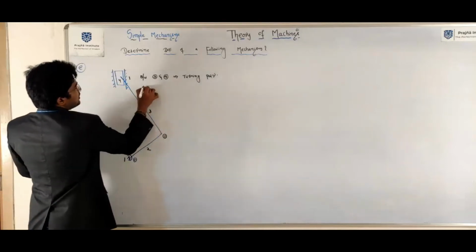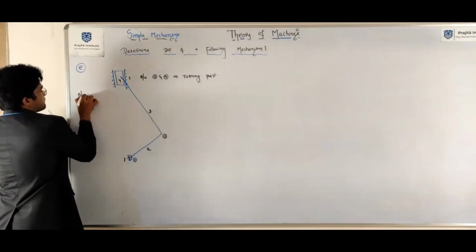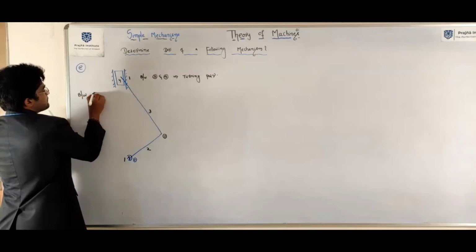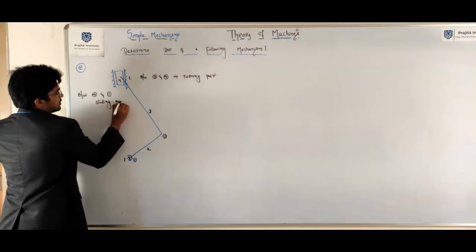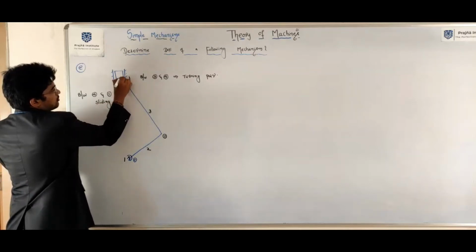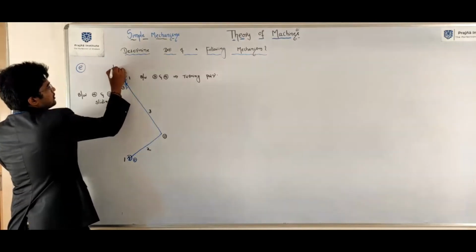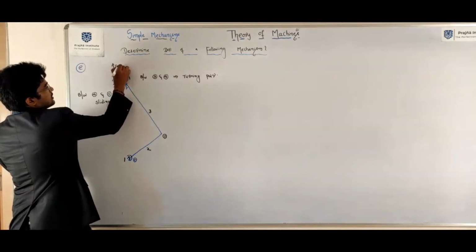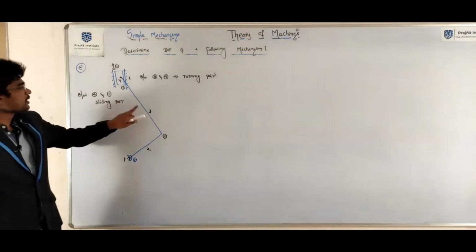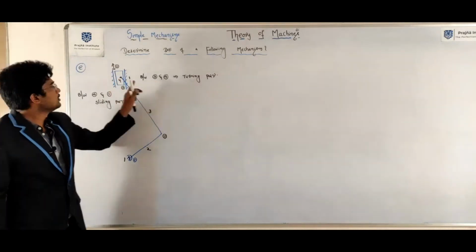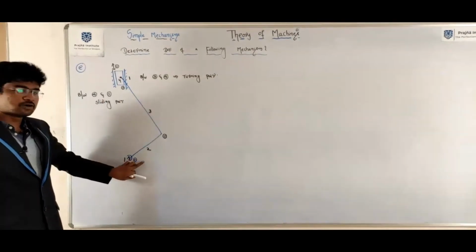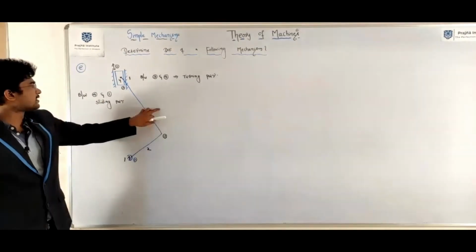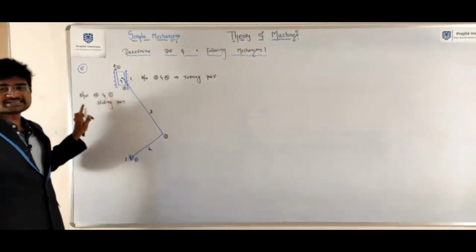and here between 4 and 1, sliding pair. So here you will get one pair, and between this and this, another pair you will get. Between 3 and 4, turning pair. Between 4 and 1, sliding pair. So 1 and 2, turning pair. 2 and 3, turning pair. 3 and 4, turning pair. 4 and 1, sliding pair.